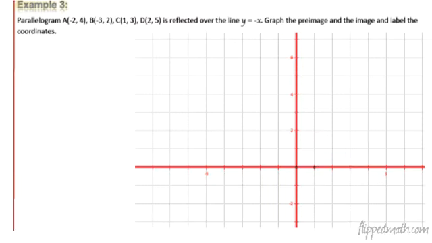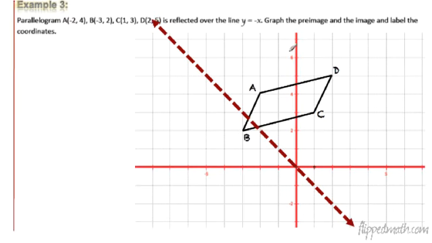But let's do a parallelogram reflected over the line y equals negative x. All right, so do this. Graph the parallelogram and put the line y equals negative x on the graph paper, and then you can stop there and we'll do the rest together. Go!